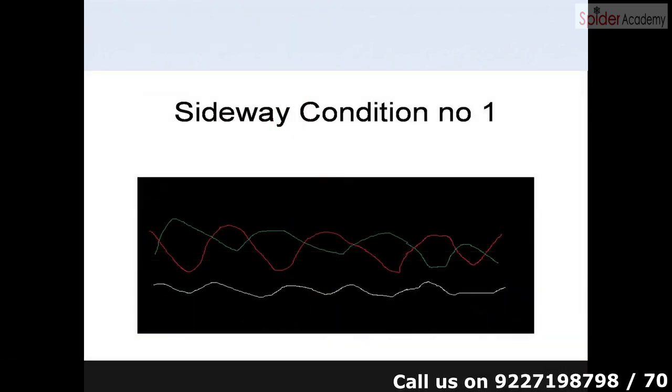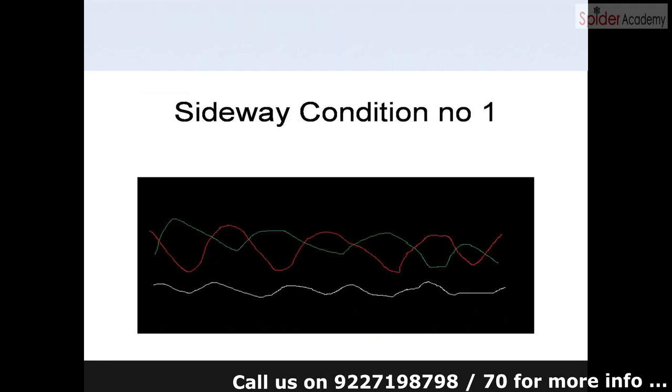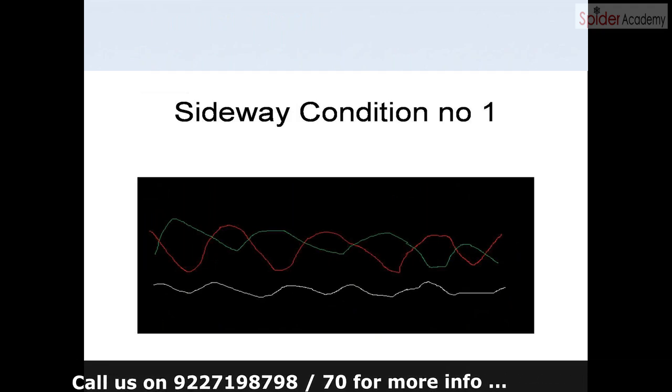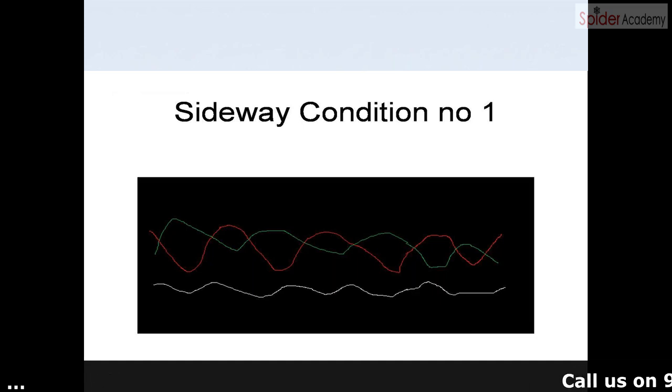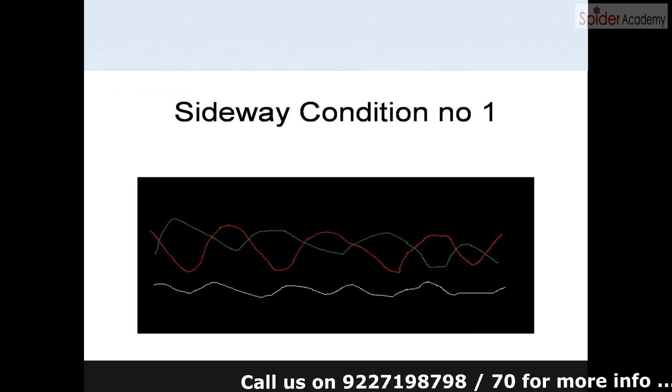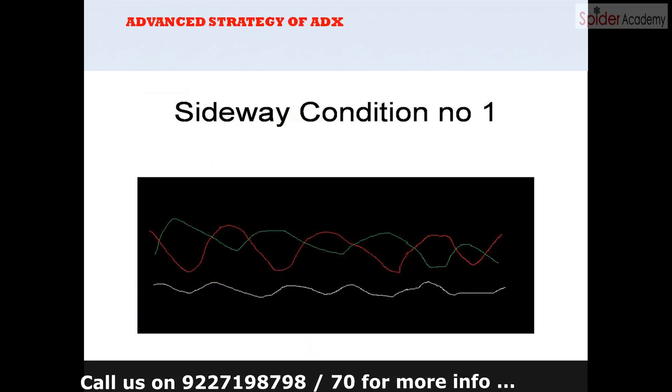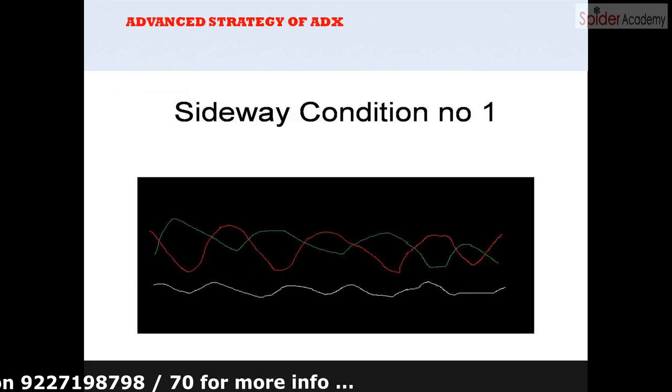Clear? Now we will come to the sideways condition. Sideways condition, there are two sideways conditions. Sideways condition is very simple. Both the red and green should be above and the ADX line should be below. Now sideways condition means there is no trend, but we have to avoid the market. कोई trade नहीं लेना.